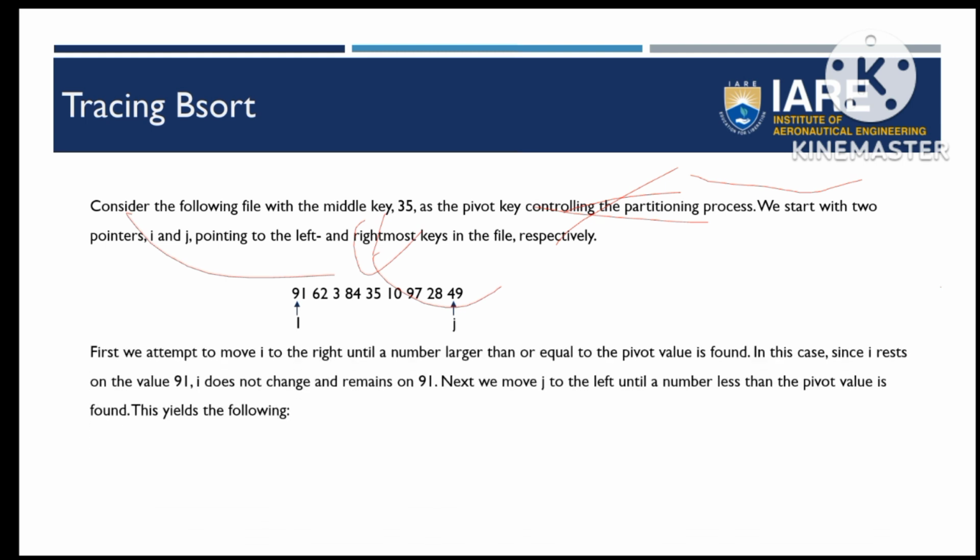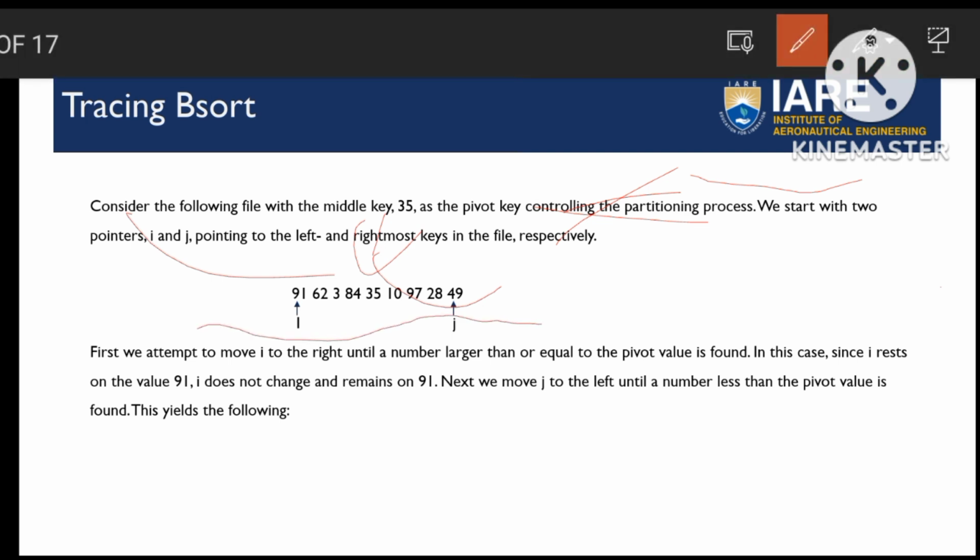Next, first we attempt to move I to the right until a number larger than or equal to the pivot value is found. In this case, since I rests on 91, it does not change; it remains on 91. Next we move j to the left until a number less than the pivot value is found. This yields the following.